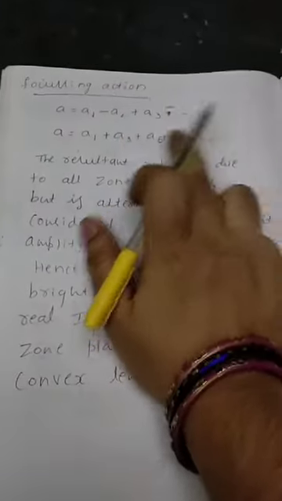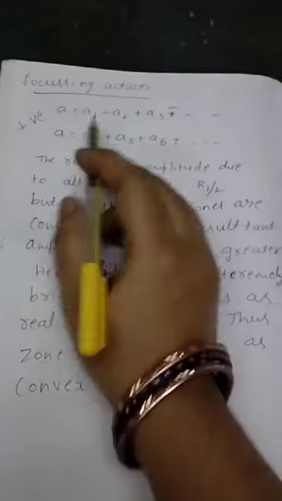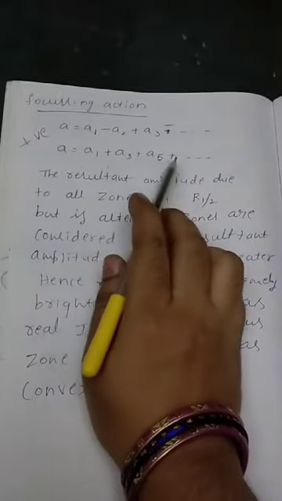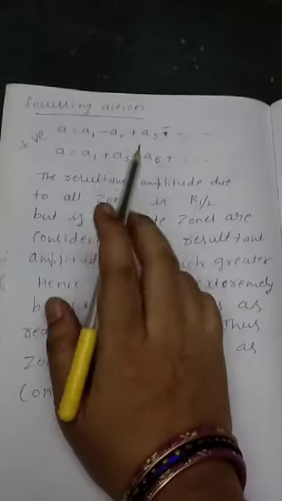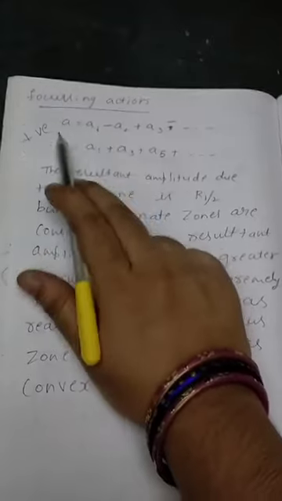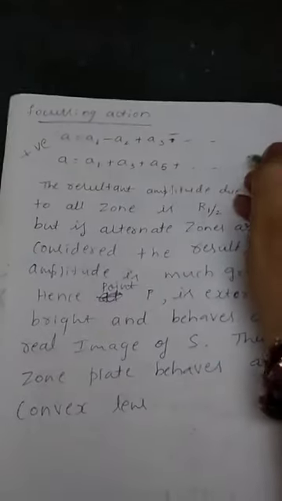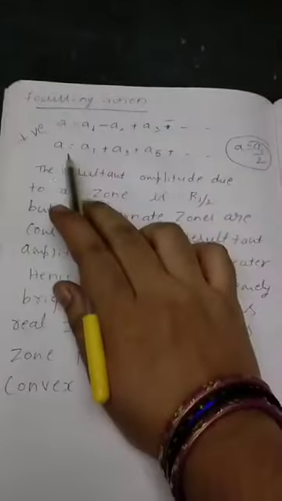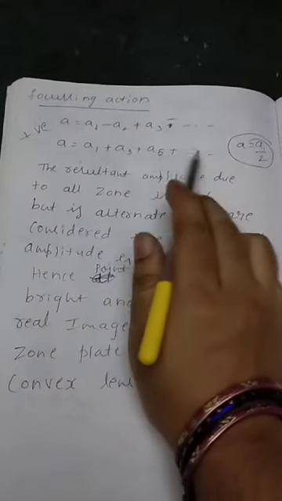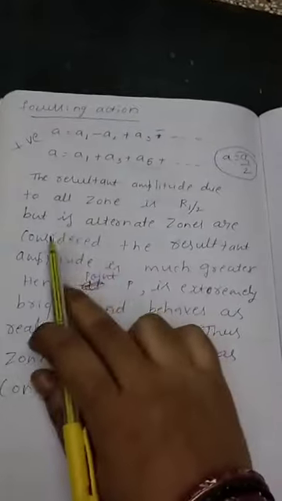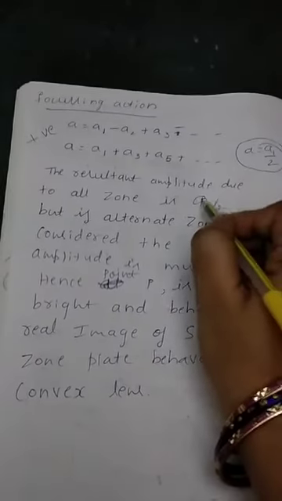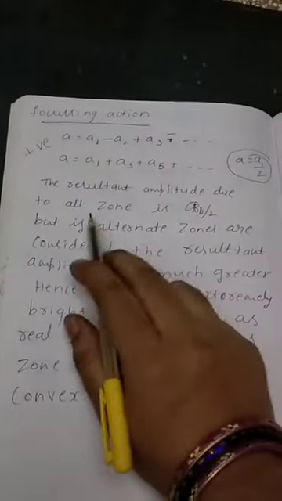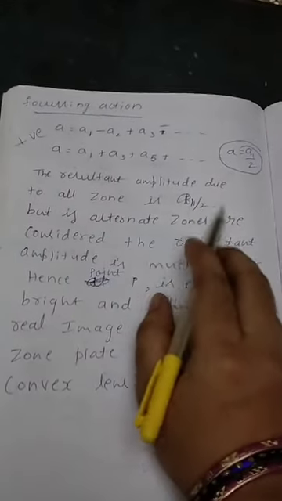So if I neglect all the even zones, because I have considered the positive zone plate, I can write A is equal to A1 plus A3 plus A5 etc. When I consider all the zones into account, on simplifying this, you know that finally you will get A is equal to A1 by 2. This is the important result of the Fresnel's half period zones. But here I am getting A is equal to A1 plus A3 plus A5 etc. So what does it show? If you consider all the zones into account, the resultant amplitude is A1 by 2.